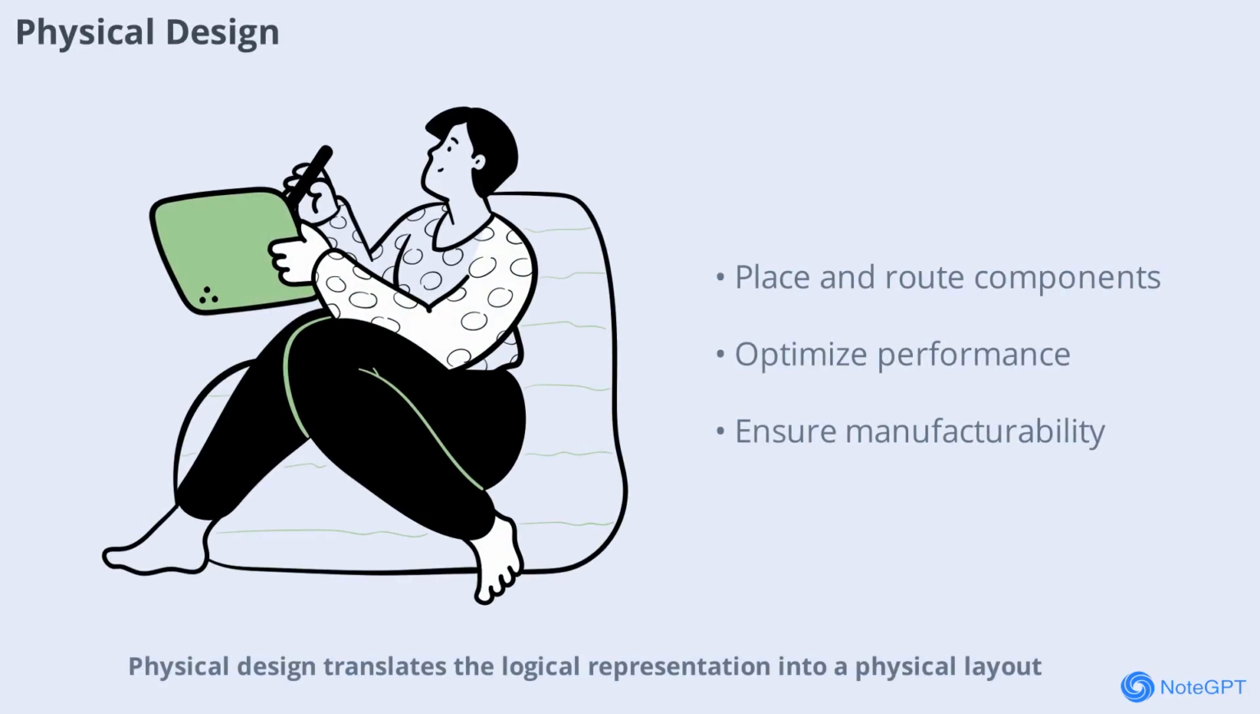Physical design translates the logical representation into a physical layout. This involves placing and routing the components on the silicon chip, ensuring that all connections are made correctly. Designers must consider factors like timing, power consumption, and signal integrity. The physical design stage is crucial for achieving optimal chip performance and manufacturability. Advanced tools help automate much of this complex process.